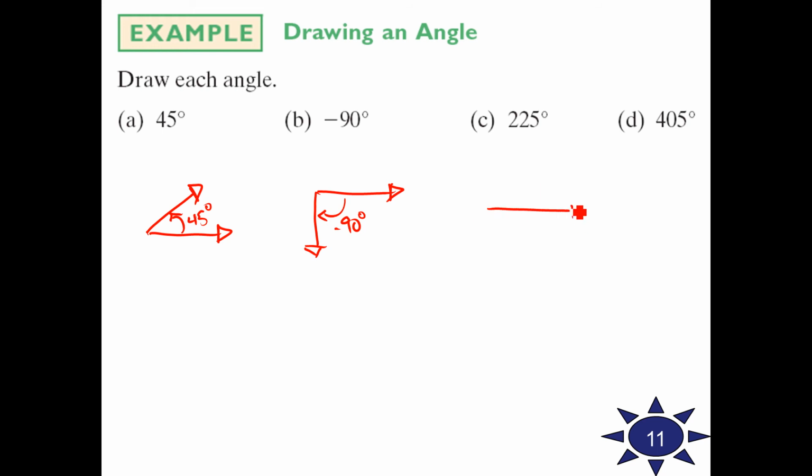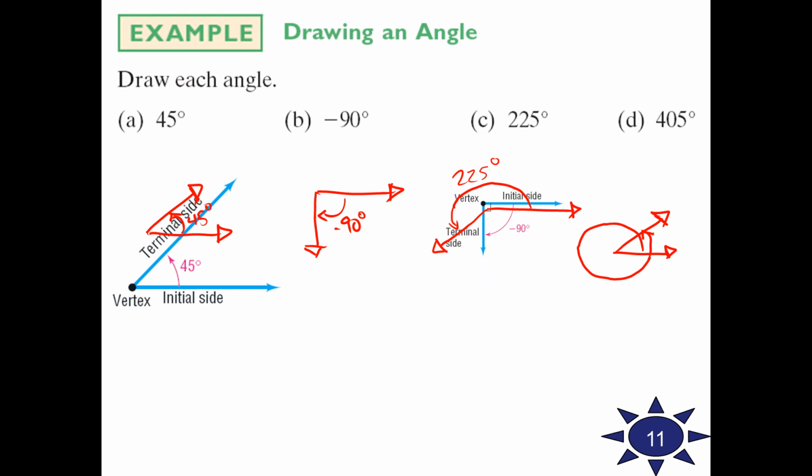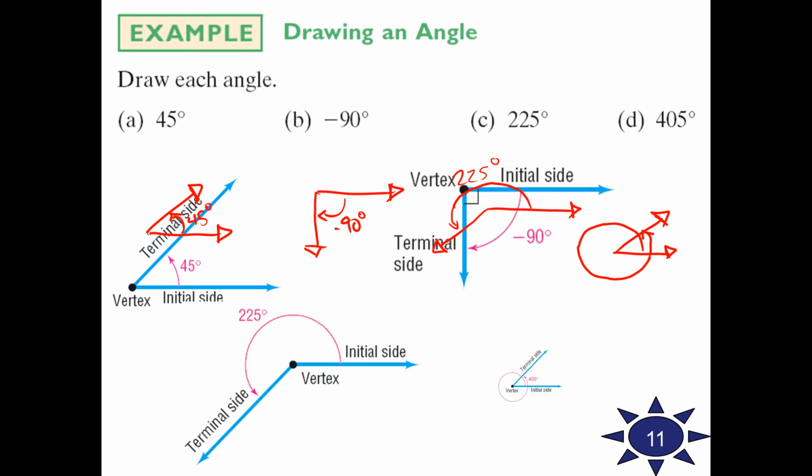225, let's see where that would be. So we're going to rotate 90, 180, not quite 270, but another 45 degrees would get us out here to 225 degrees. And 405 degrees, let's start here. 90, 180, 270, 360. We need another 45 again to get us out here to 405 degrees. All right, try problem 11. Oh, I didn't realize they were going to draw them in for us. There they come. Look at that.